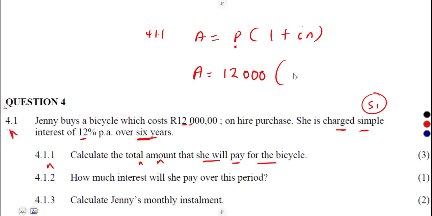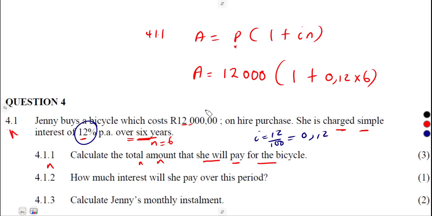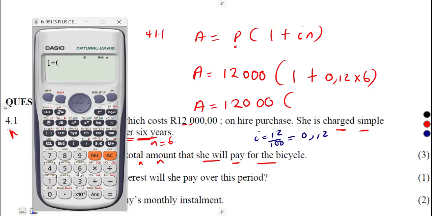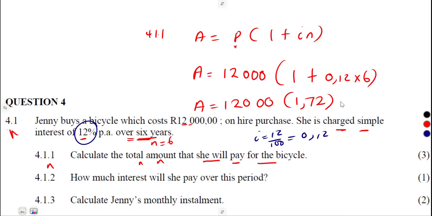So that's going to be 12,000, into 1 plus the interest rate as a decimal. 12%, i.e. 12 over 100, which is going to give us 0.12. So that's 0.12 times the number of years. N is equal to what? Over 6 years. You can simplify what is inside of the bracket first, or you can just use your calculator at once. So inside the bracket, we've got 1 plus 0.12 times 6, which is going to give us 1.72.